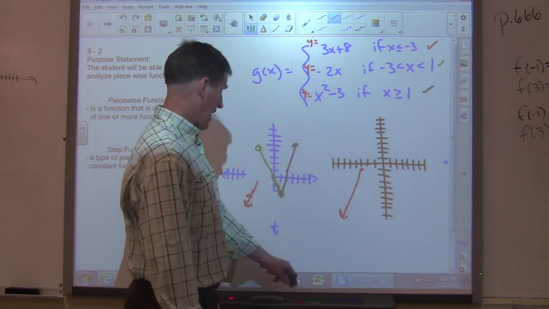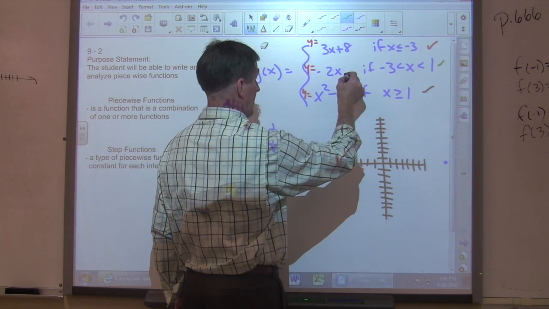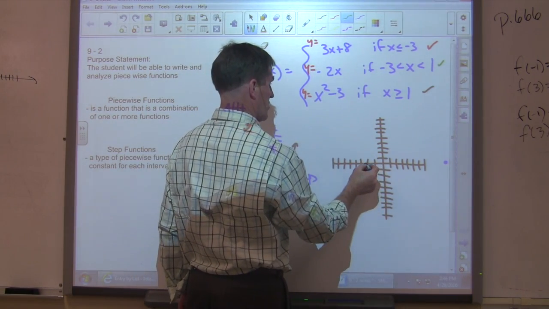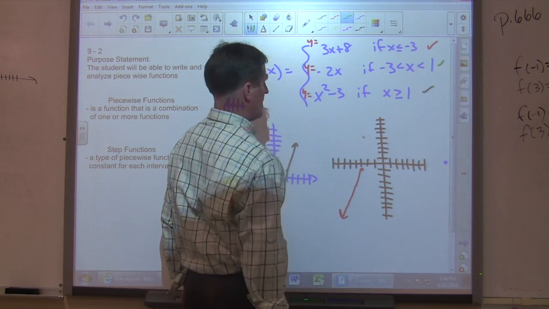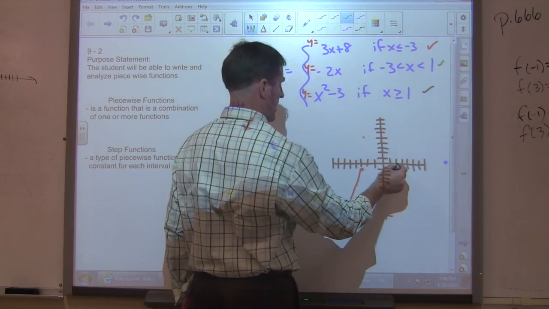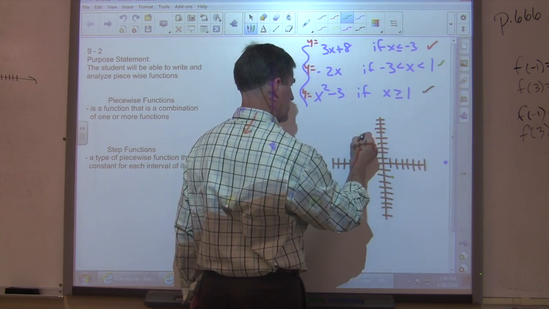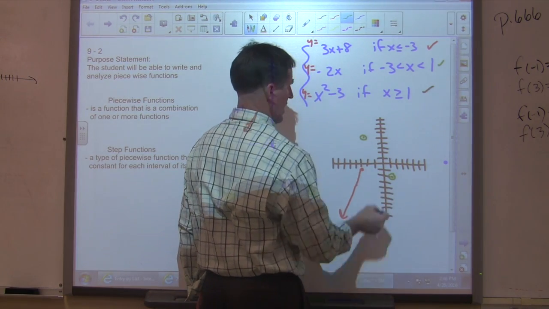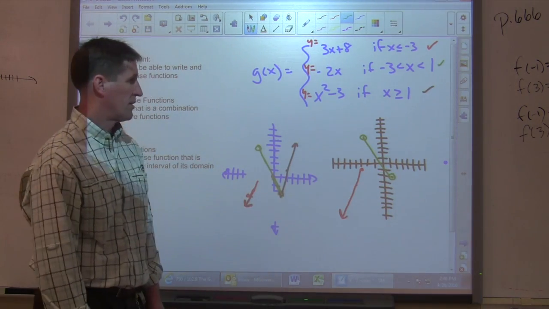Then the second graph, again we'll do in green. I plug in negative 3. Negative 2 times negative 3 is 6. So at negative 3, I'm at 6. And plug in 1. Negative 2 times 1 is a negative 2. And these are both open circles. And it's a straight line graph, so I would graph in between.